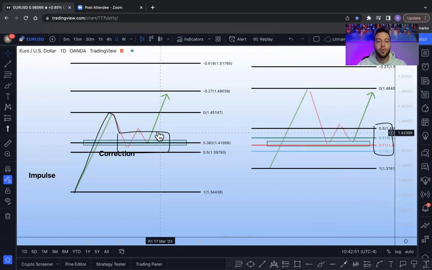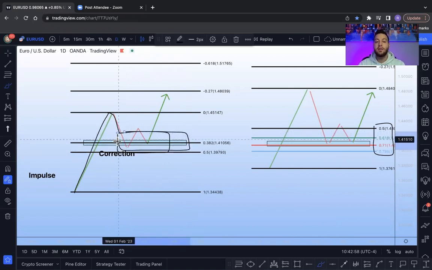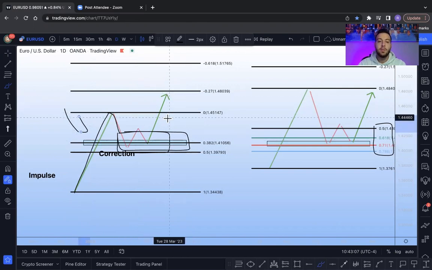Those words are interchangeable. The first one can be characterized by a pullback of anywhere between 20 to 40% of the impulse. The impulse goes up and then it retraces back 20 or 30% of the overall move before it continues to the upside. This typically happens in more aggressive trends. The stronger the momentum in a specific direction, the more likely you are to see a shallow pullback.